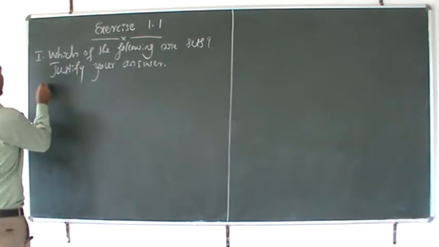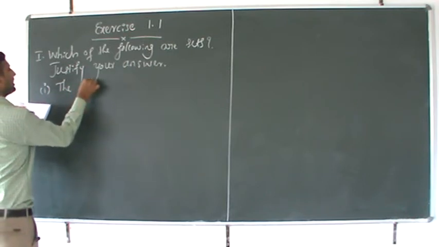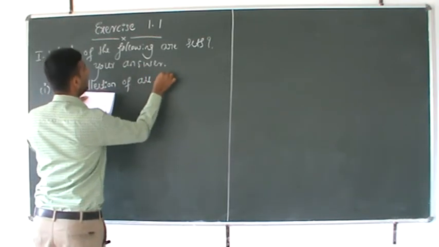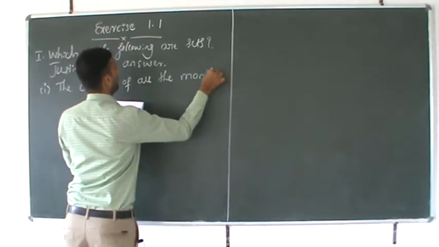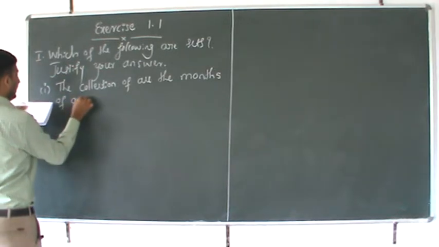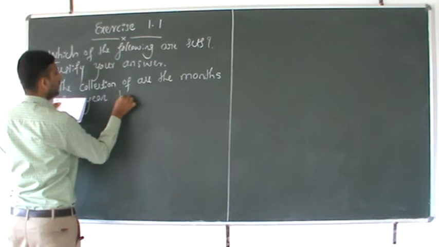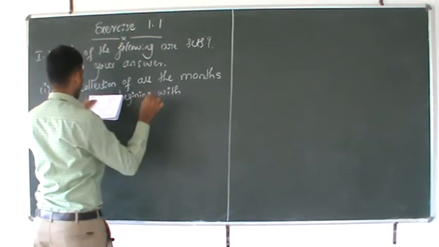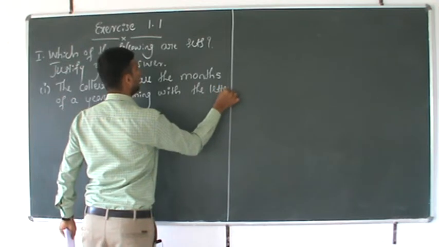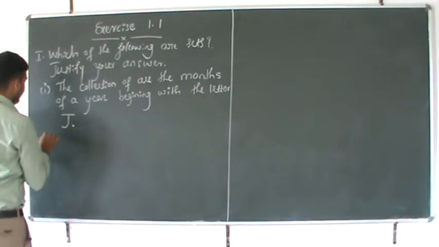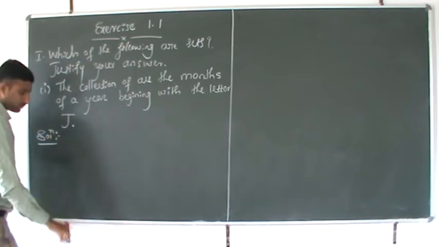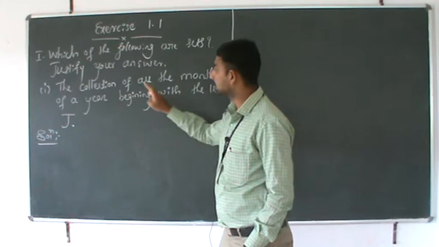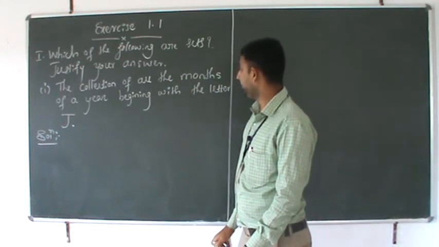First, they have mentioned the collection of all the months of a year beginning with the letter J. Correct? Solution. What they are asking is the collection of all the months of a year beginning with the letter J.